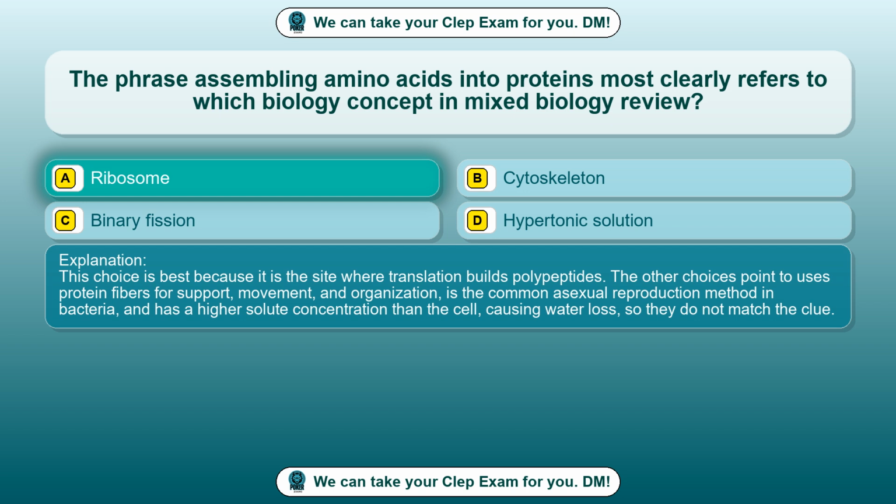The other choices point to what uses protein fibers for support, movement, and organization, the common asexual reproduction method in bacteria, and what has a higher solute concentration than the cell, causing water loss, so they do not match the clue.